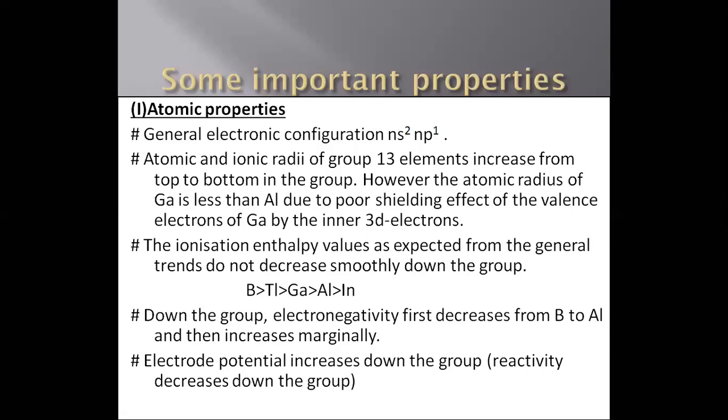For example, if I talk about boron, boron has the inert core of helium. Along with that, it has 2s2, 2p1. When I talk about aluminium, aluminium has the inert gas neon along with 3s2, 3p1. Now from gallium onwards, we have the d orbitals entering. That is, for gallium, we write the inert gas argon with 3d10, 4s2, 4p1. And for indium, we write krypton, 4d10, 5s2, 5p1.